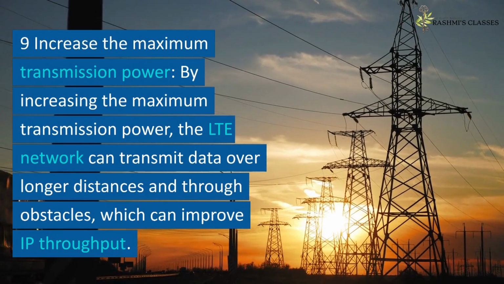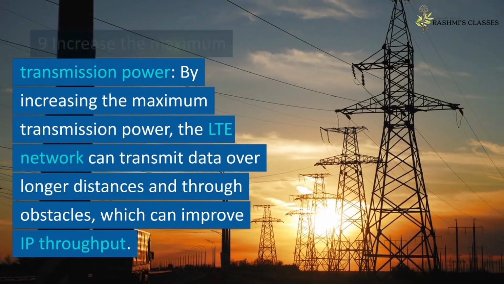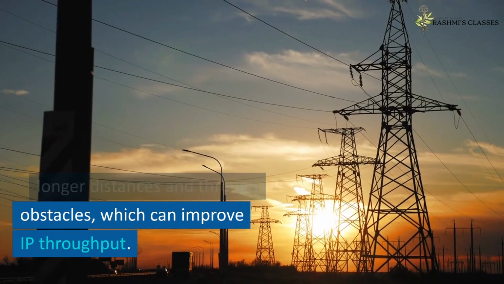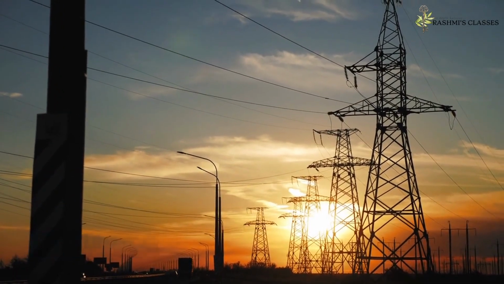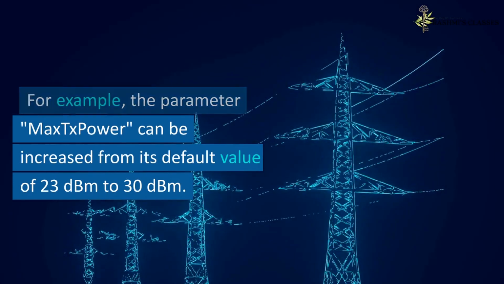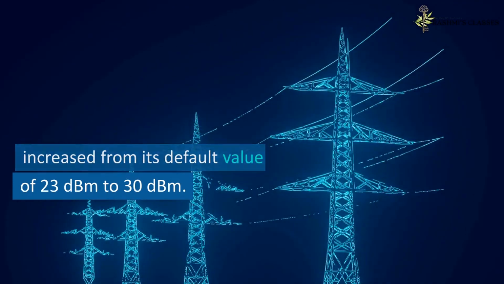9. Increase the maximum transmission power. By increasing the maximum transmission power, the LTE network can transmit data over longer distances and through obstacles, which can improve IP throughput. For example, the parameter max TX power can be increased from its default value of 23 dBm to 30 dBm.